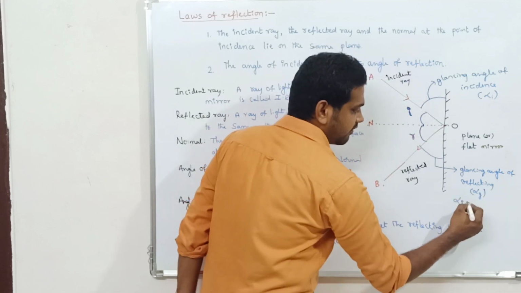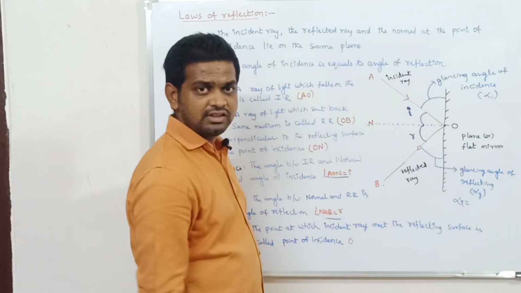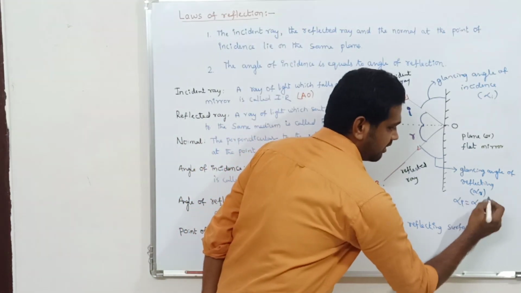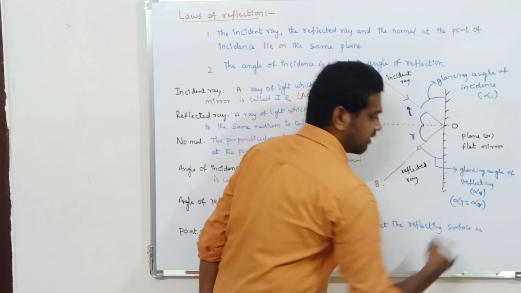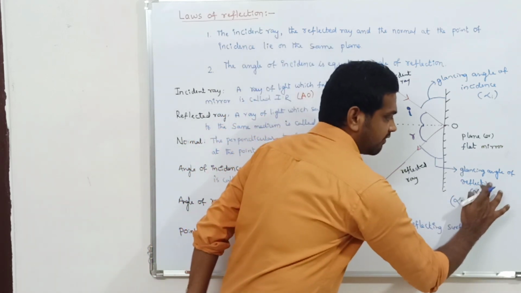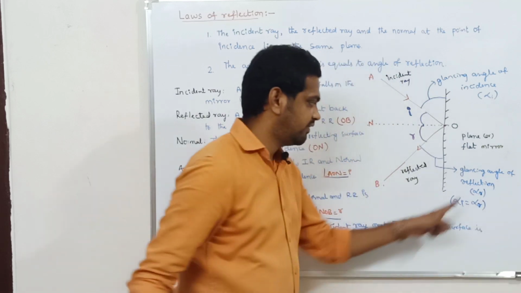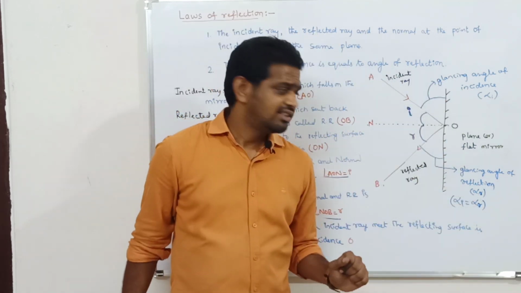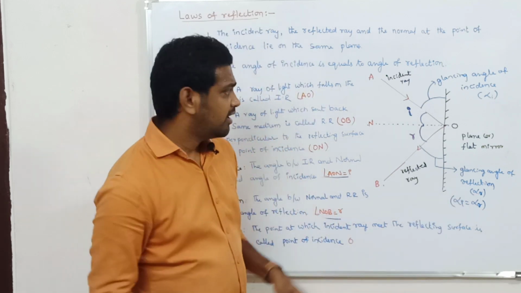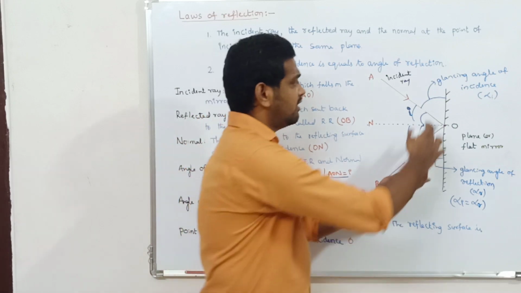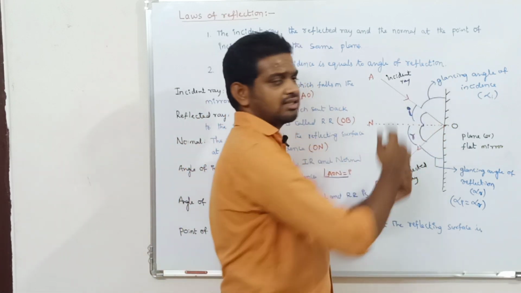The glancing angle of reflection is denoted by alpha suffix R. The glancing angle of incidence is equal to the glancing angle of reflection. Why? Because this angle and this angle are both the same. By means of that, you will get these two angles also the same.